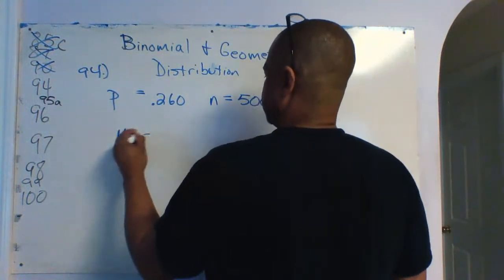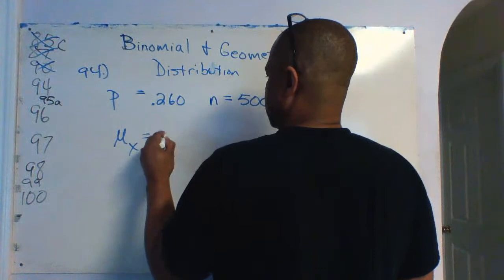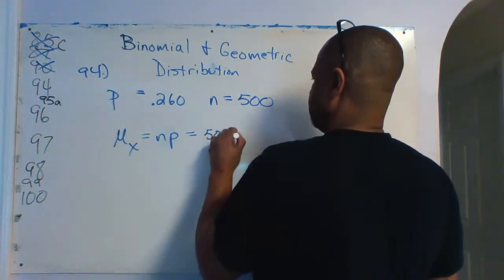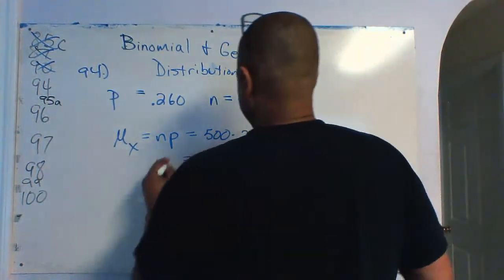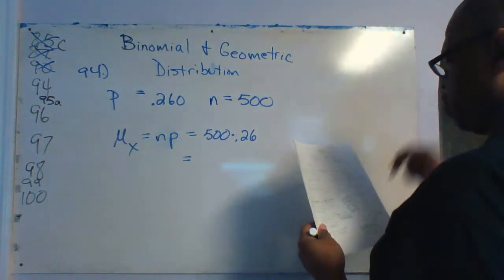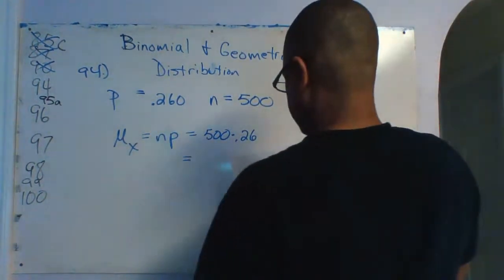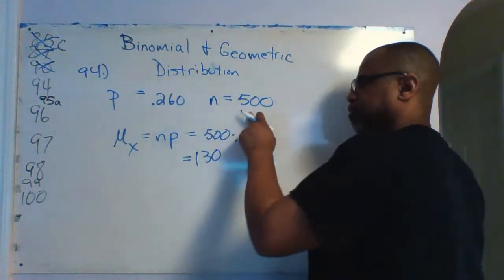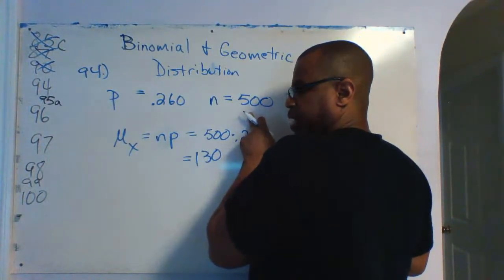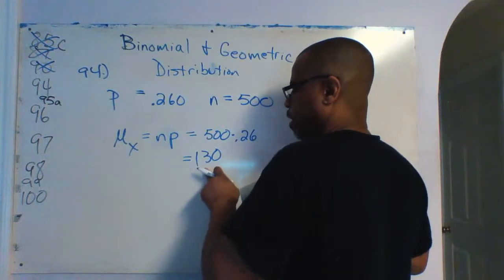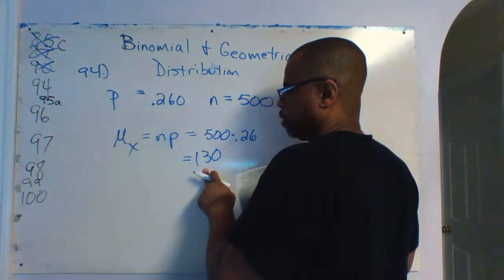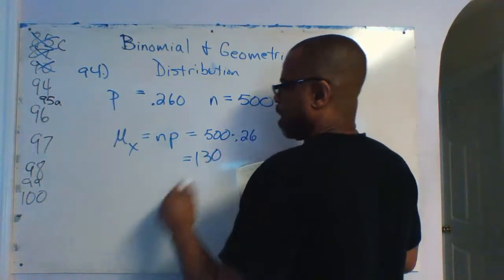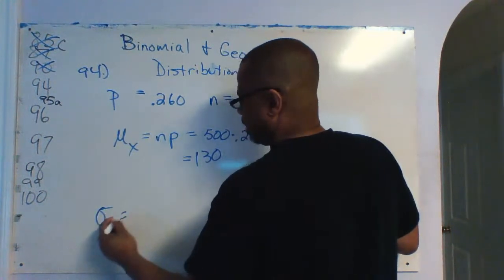So the expected mean is equal to N times P, which is 500 times 0.26, and that's going to give us 130. So out of 500 at bats, all these baseball players are going to hit the ball at least 130 times on average. Now we've got to find the expected standard deviation.